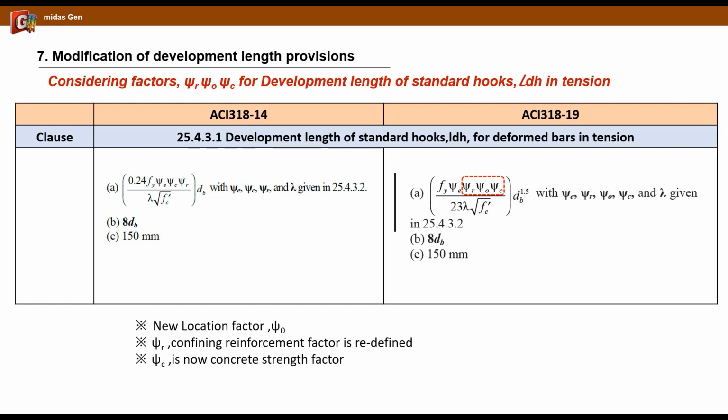For calculating development length of standard hooks in tension, concrete strength factor, psi c, is considered according to concrete compressive strength, fc'. And psi o, the location factor, and psi r, the confining reinforcement factor, are redefined in ACI 318-19.